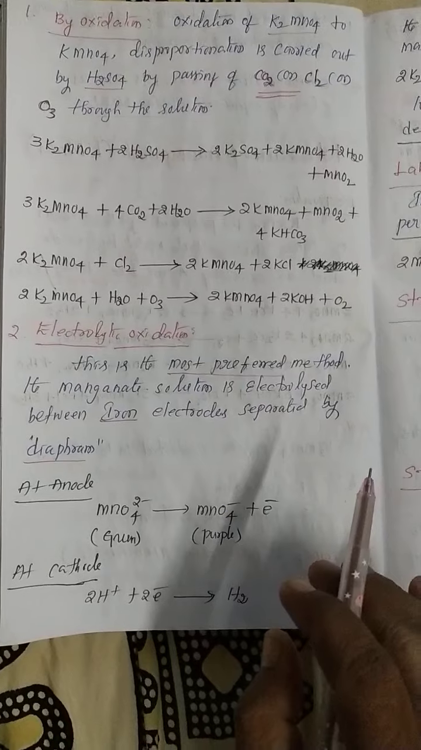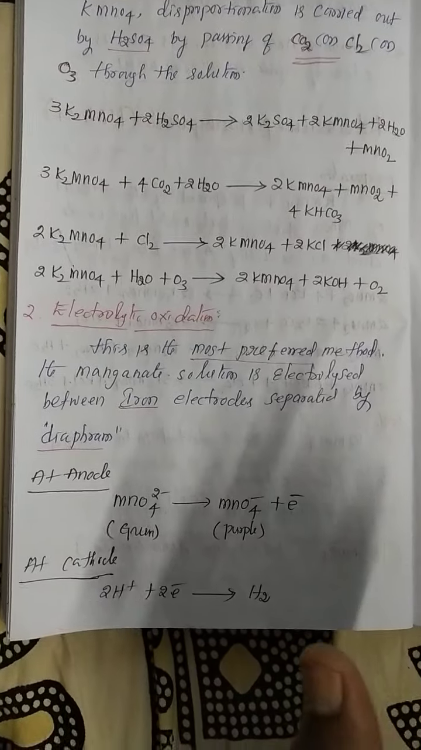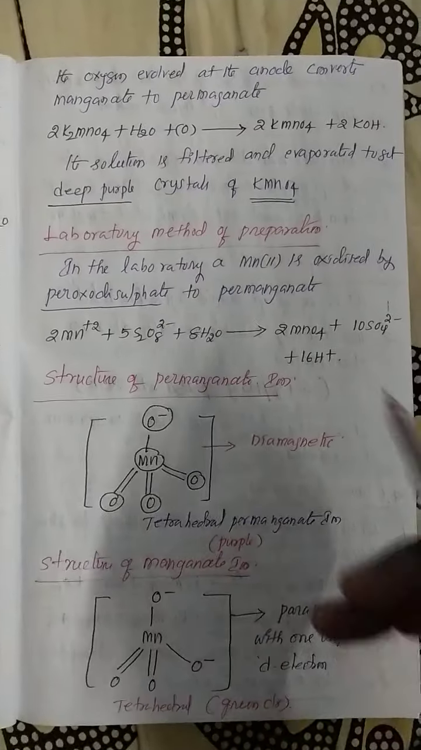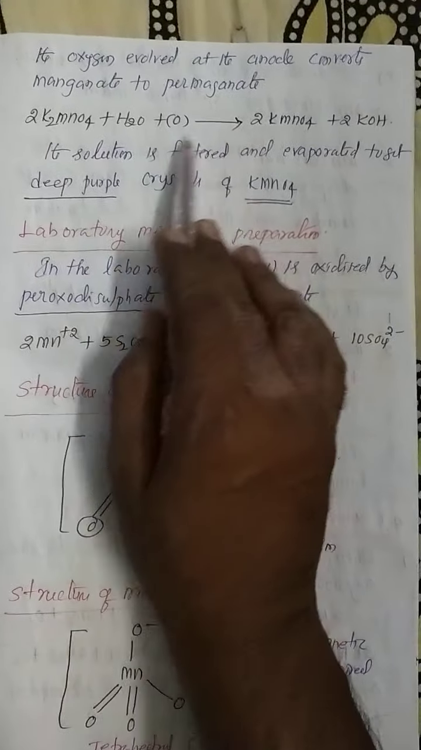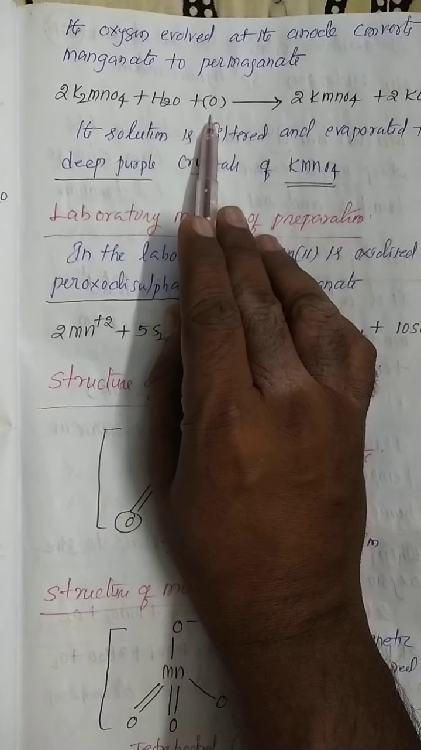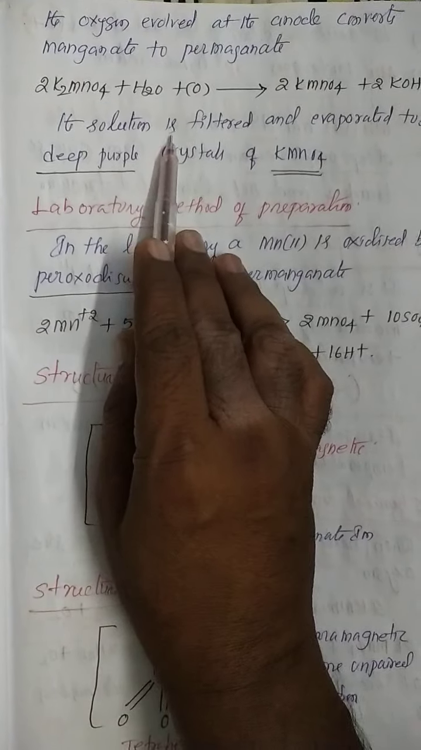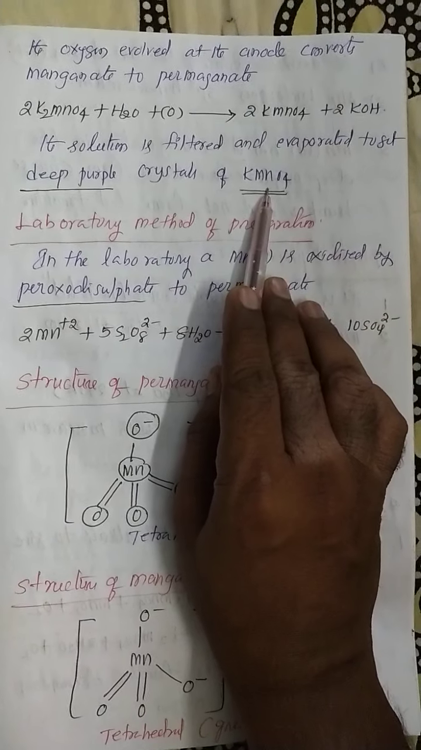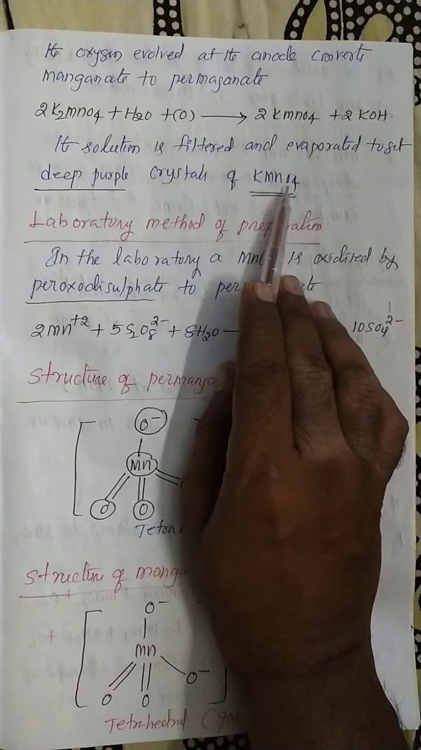So this is the important part. Potassium manganate is converted into potassium permanganate, and the best method is the electrolytic oxidation method. The oxygen evolved at the anode converts manganate to permanganate. Potassium manganate reacts with water in the presence of nascent oxygen, and potassium permanganate and potassium hydroxide are formed. The solution is filtered and evaporated to get deep purple crystals of KMnO4. So what is the color of KMnO4? Deep purple crystals.